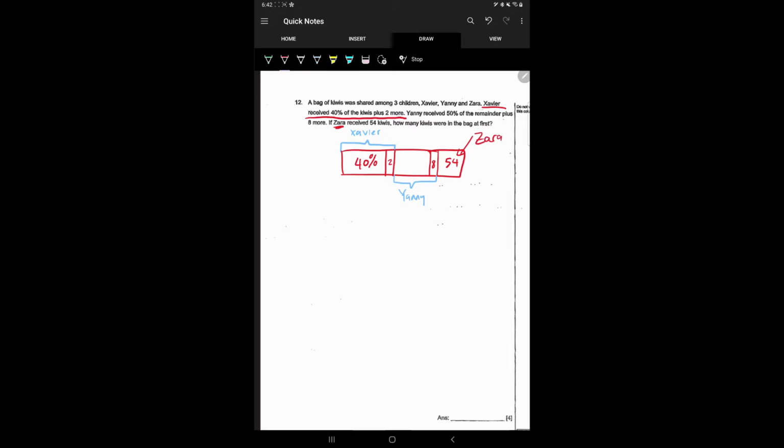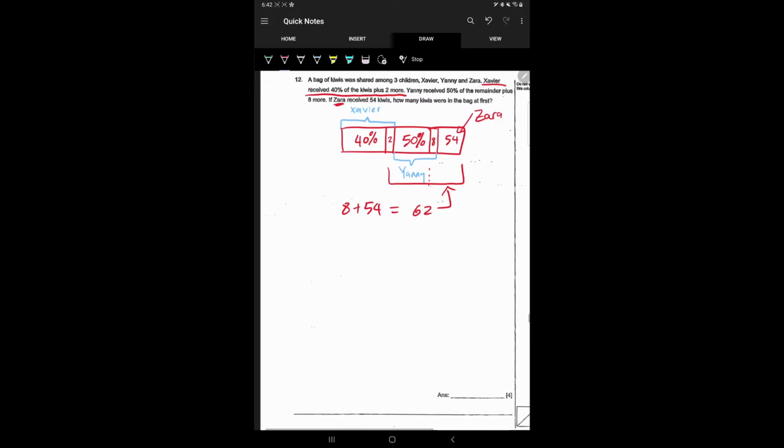So first thing first, you know that Yanni, this portion right here, is actually 50%. So what you can conclude is 8 plus 54 is actually 62, which is 50% of this whole thing here. So this entire portion would simply be 62 times 2, 124, which is here. This entire portion from here to here.